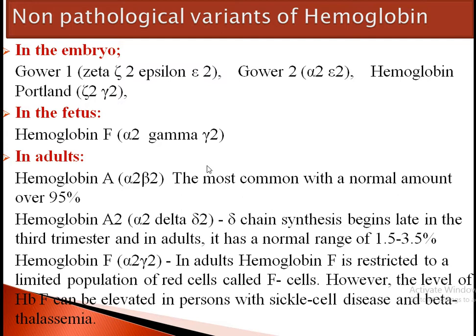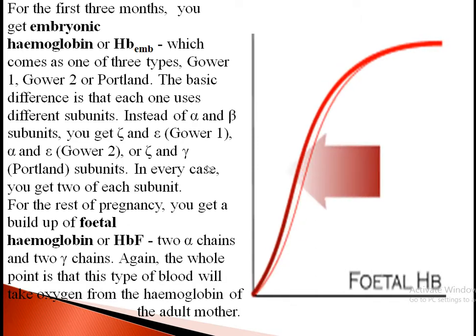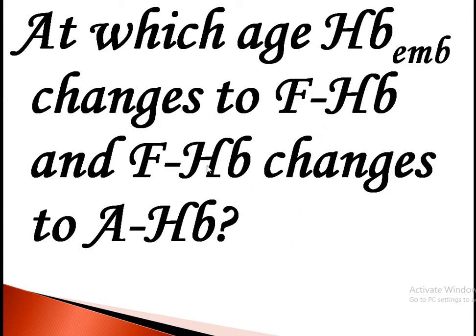In the embryo, at that stage, we have different types of hemoglobin chains. In the fetus and in the adult, we have different types of chains. For the first 3 months, we get embryonic hemoglobin, which comes as one of the 3 types, Gower 1, Gower 2 or Portland. Then for the rest of the pregnancy, we get fetal hemoglobin. At which age does this embryonic hemoglobin change to fetal hemoglobin and fetal hemoglobin change to adult hemoglobin?